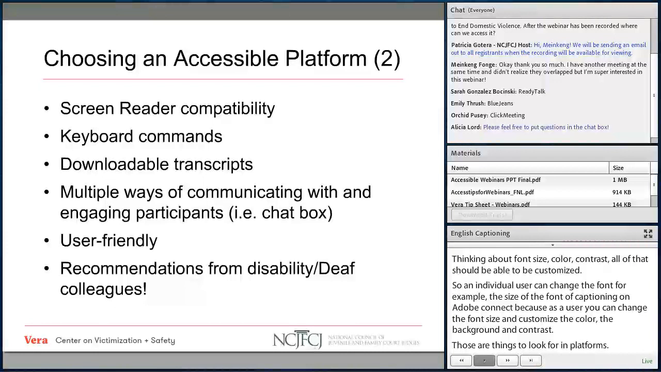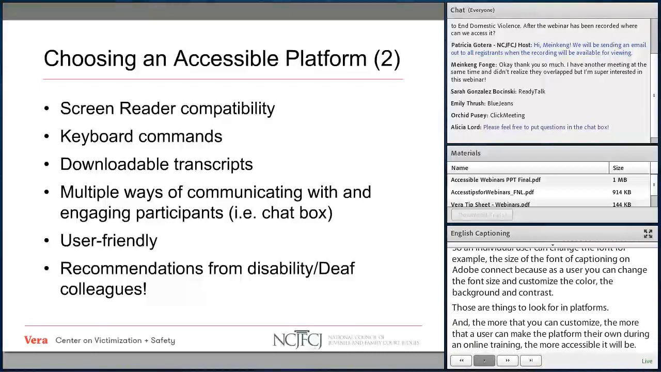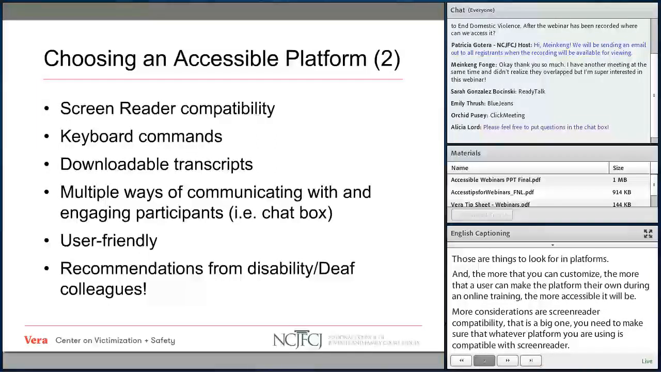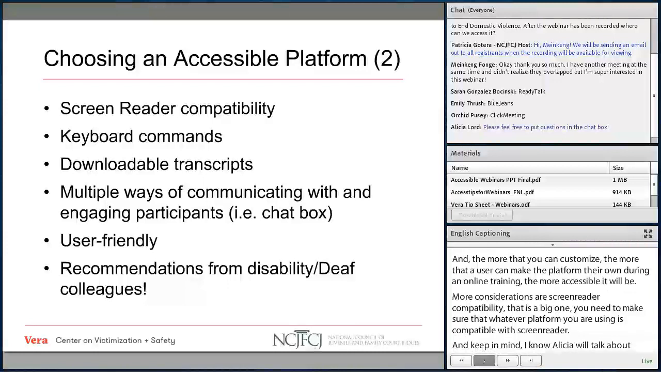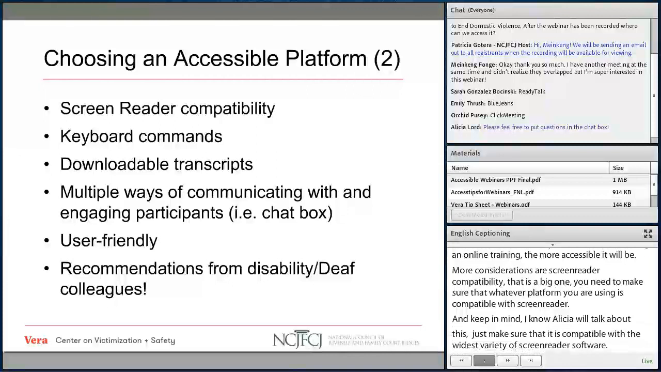Some more considerations are screen reader compatibility. Again, that's a big one. You need to make sure that whatever platform you're using is compatible with screen readers. I know, Alicia, you're going to talk about this in a little bit, but make sure it's compatible with the widest variety of screen reader software. There are multiple different types of screen reader software, and you want the platform to be accessible to the most of those options.